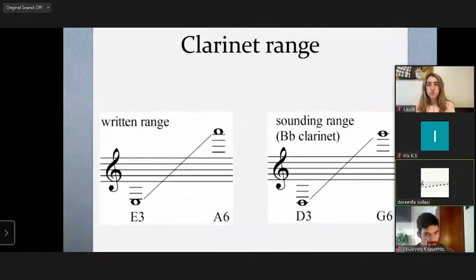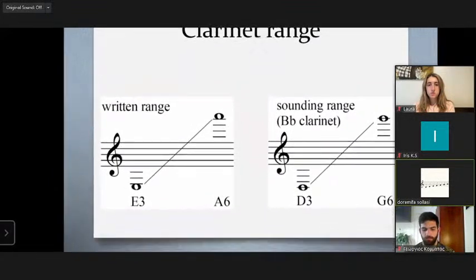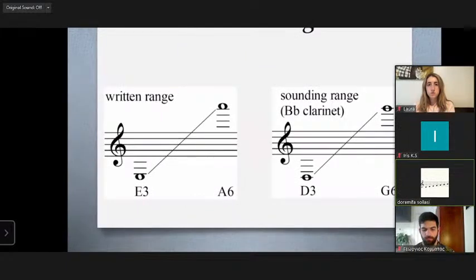Now let's see the range. Well, this is the written range of the clarinet. The lowest note is E3 of the written range, and it goes up to A6. So it is a very wide range, almost 3.5 octaves. And then the sounding range is the same as this, but a major second lower. So if the clarinetist sees this note, it will sound this one. And if he sees this A6, it sounds a major second lower, so a G6.